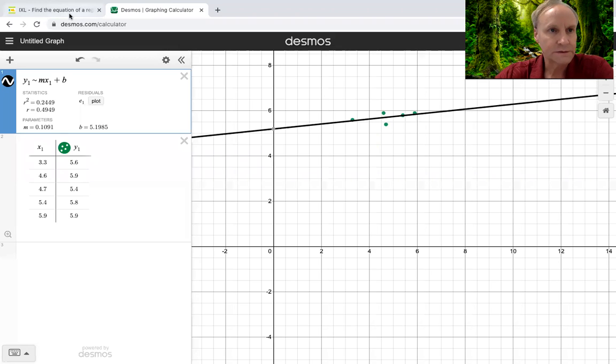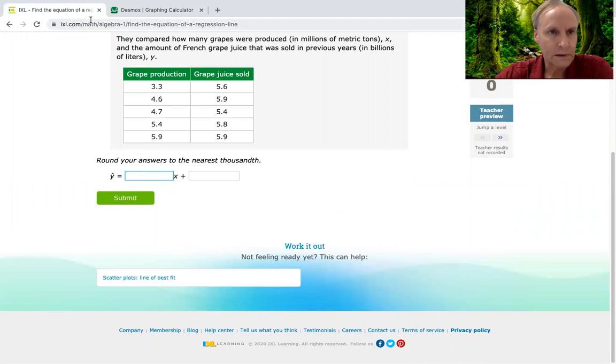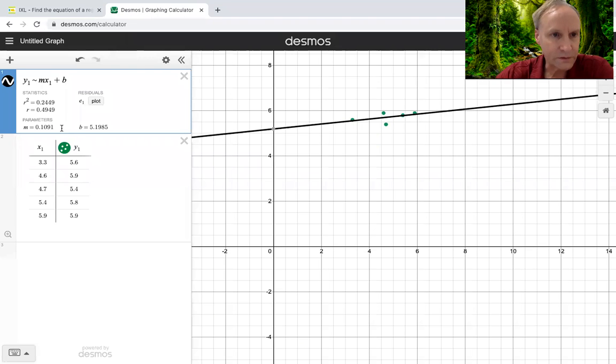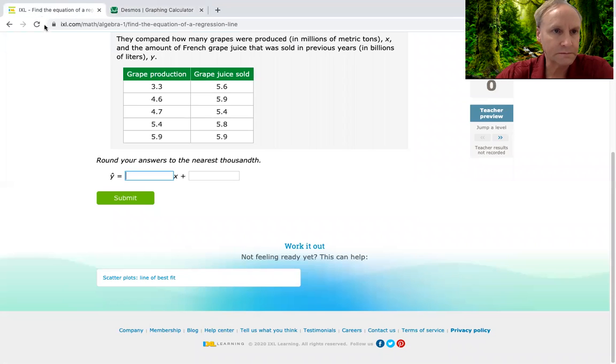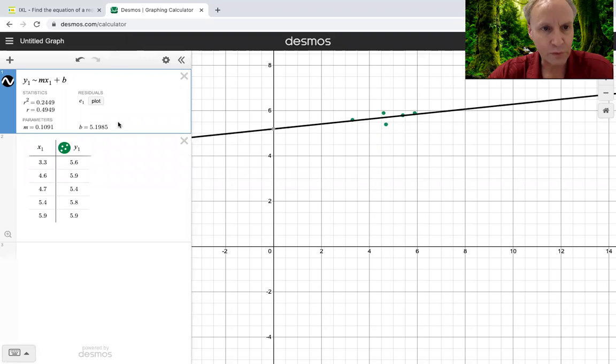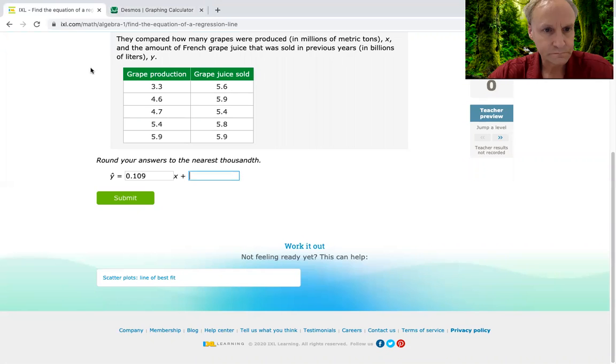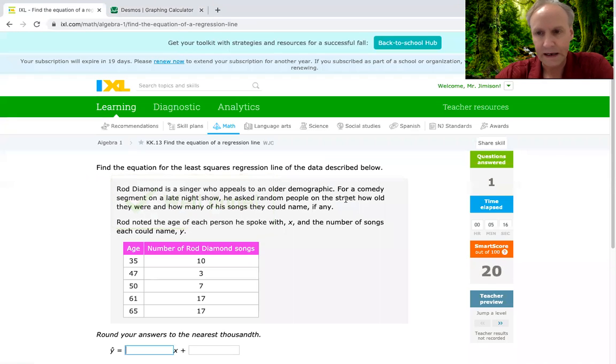5.199. So I'm going to round it. 0.109. You do have to put the 0. The last time I didn't put the 0 and it didn't count it right. And 5.199. Hopefully it works. Yeah, it did.